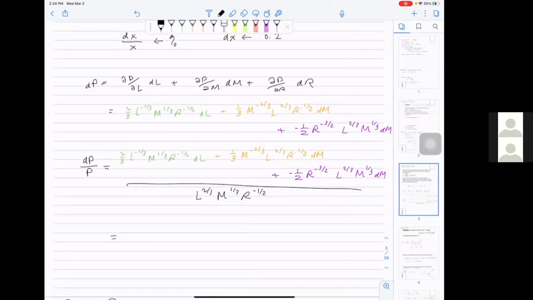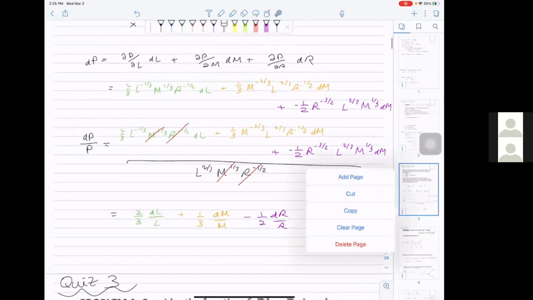And you know that you did something right if things cancel out nicely. For the first green term, you end up with 2/3 dL over L. That means you've done something right, because you have a dL over L. That's what we wanted. For the orange, you get 1/3 dm over m. For the purple, you get negative half dr over r. This is what you want to see because you have dL/L, dm/m, dr/r.